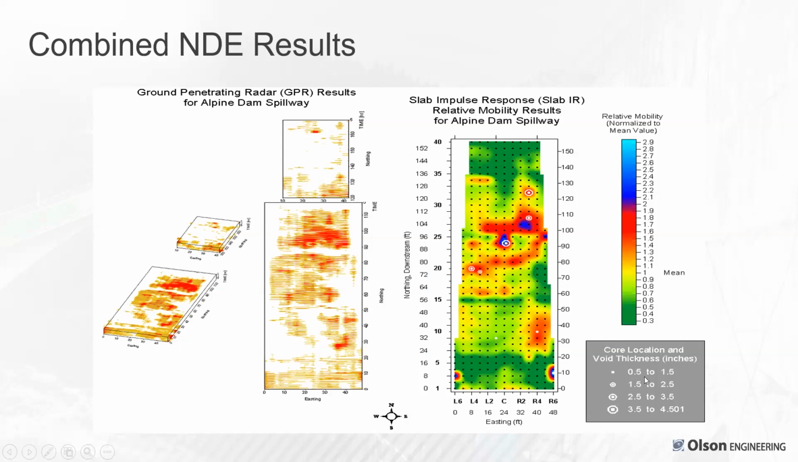Then we suggested coring locations, and based on the open white circles with dots, the void thickness went from 1/2 inch up to 4.5 inches thick. And then in general, some of the worst areas also had the deepest voids from the physical testing. Neither test is generally going to give you the thickness of the void. That comes out of coring or drilling and probing.